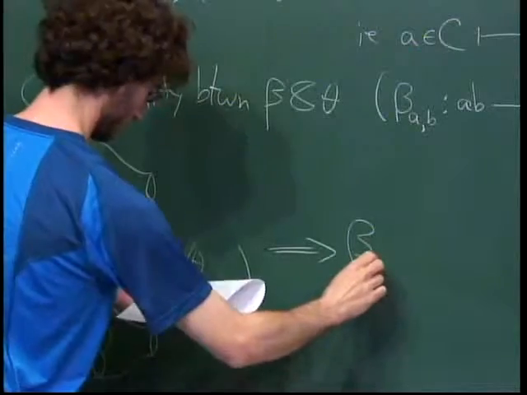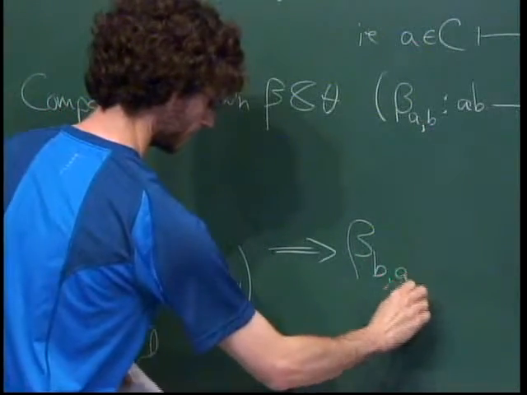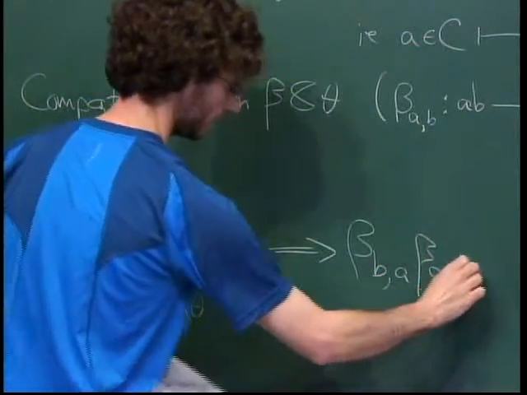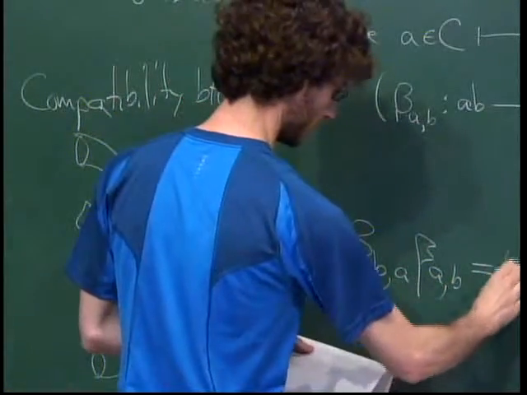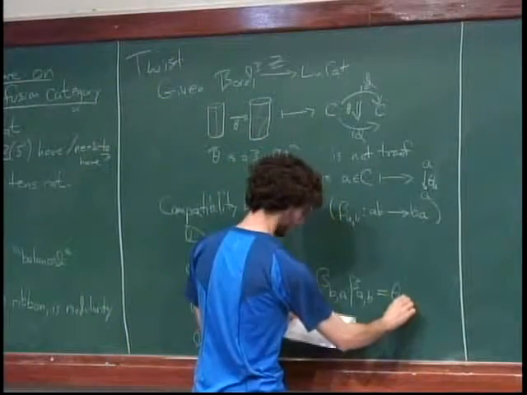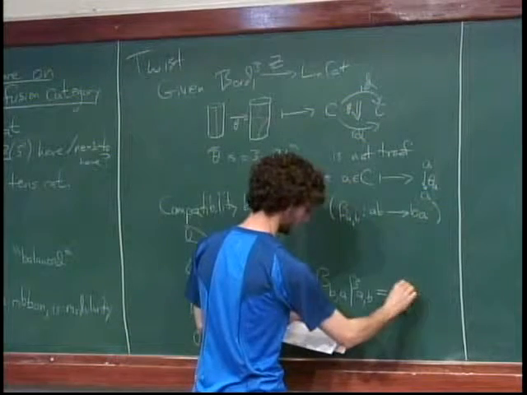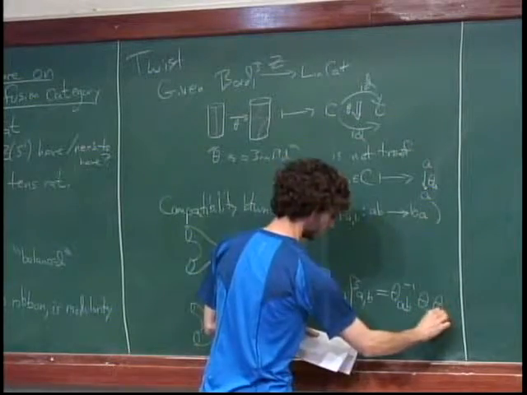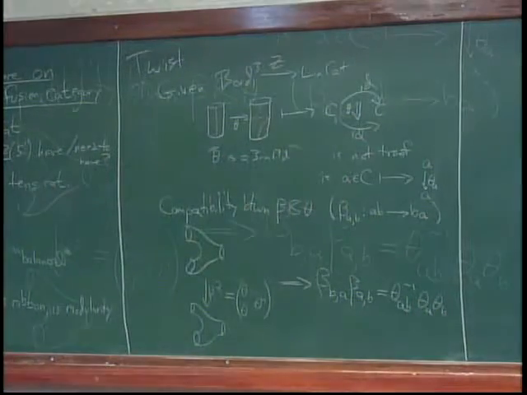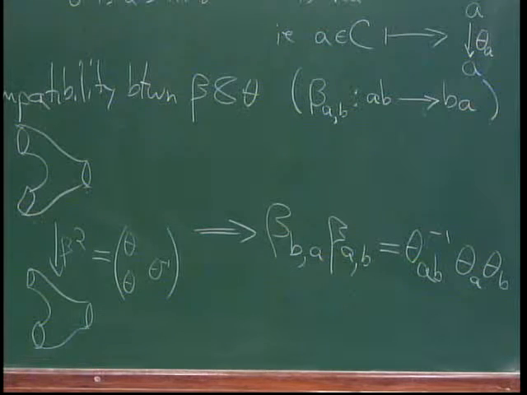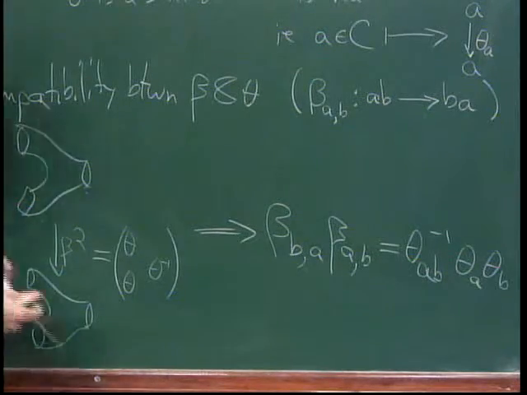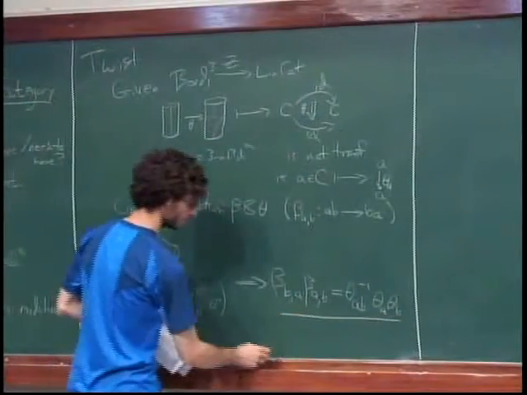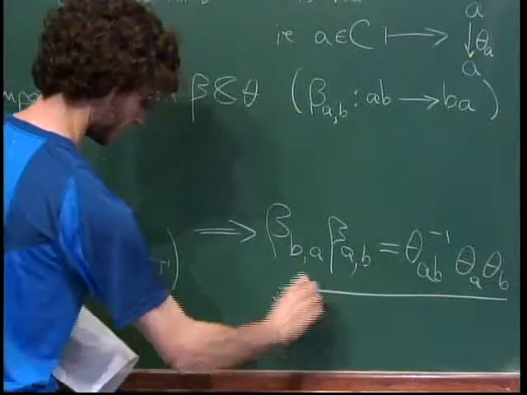of BA, beta of AB should be equal to theta of AB inverse times theta of A times theta of B. Okay. So for some unknown reason, I've called this equation star star in my notes.